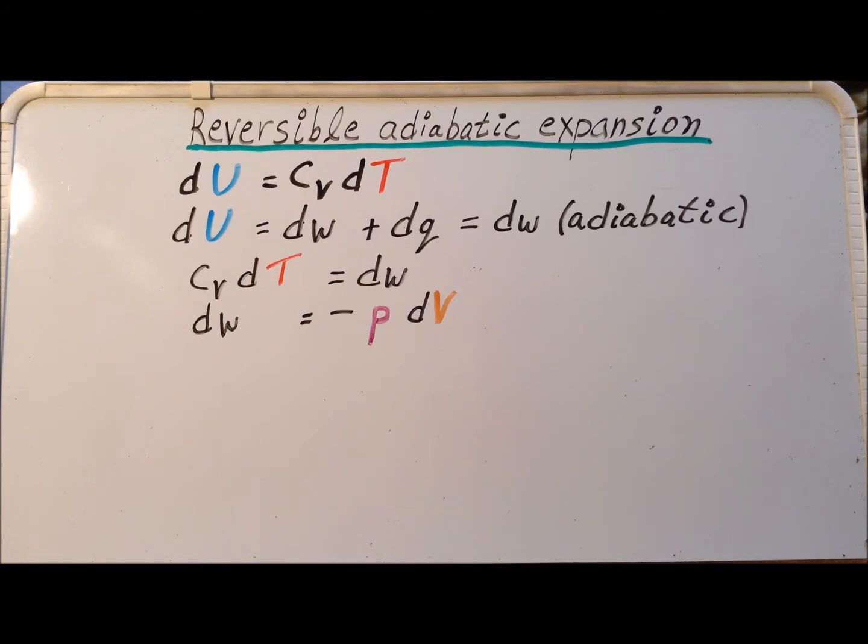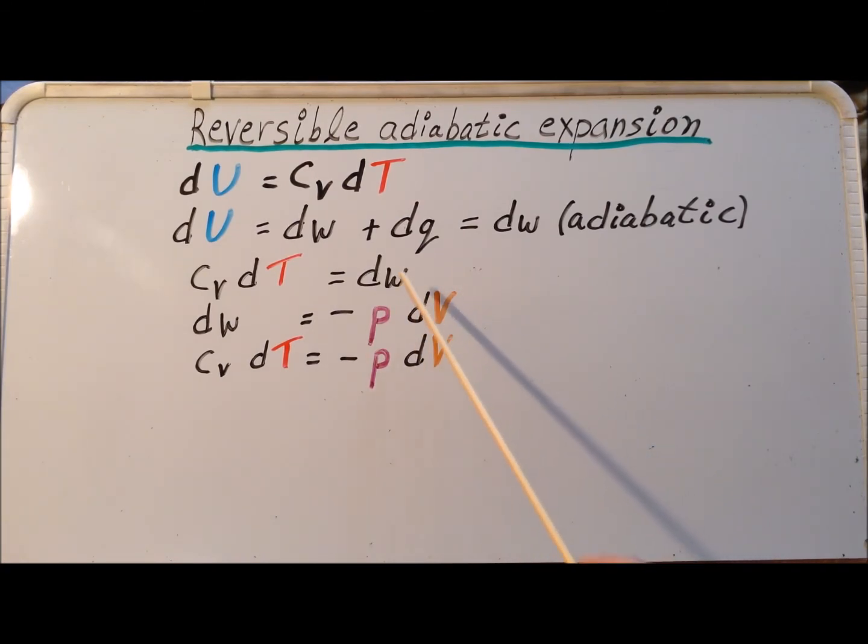We realize that if the only work that is being done is work of expansion, then dw is equal to minus P dV, where P is the pressure and dV is the change in the volume. In lines 3 and 4, we have expressions for dw, which we now set equal to each other, which gives us that Cv dT is equal to minus P dV.